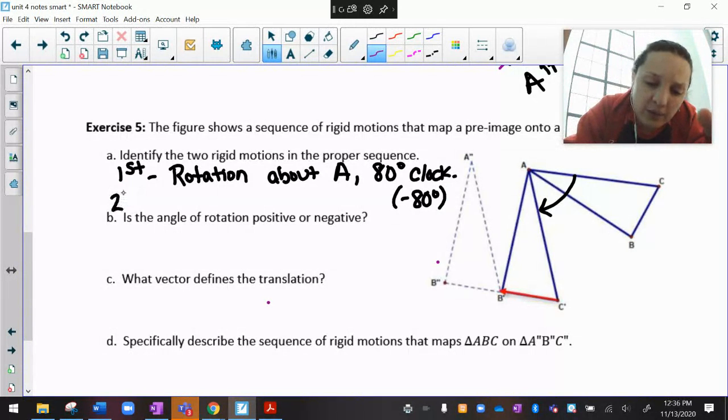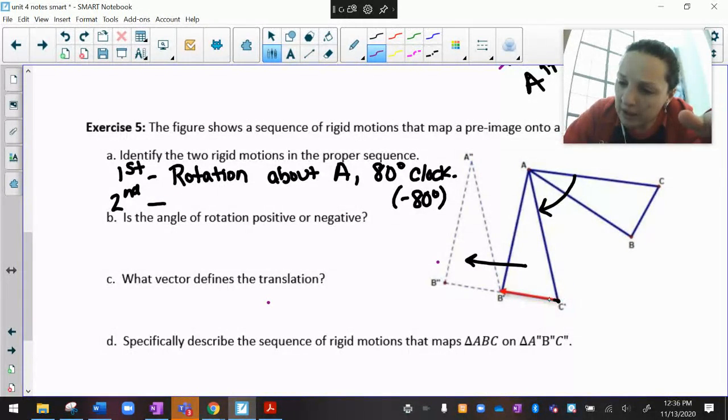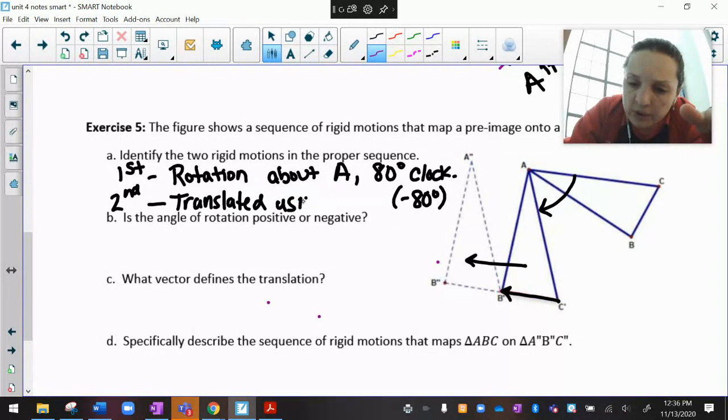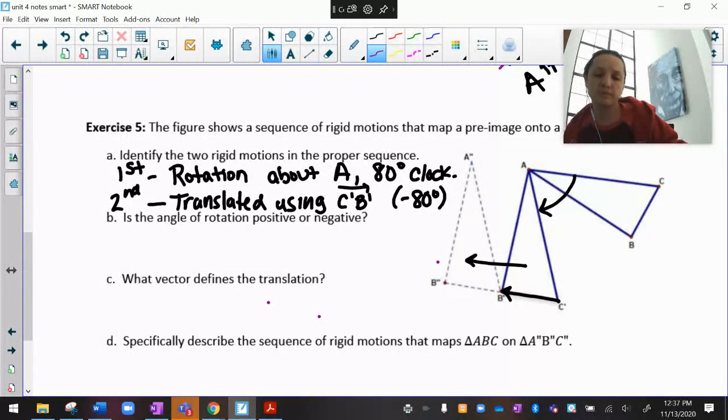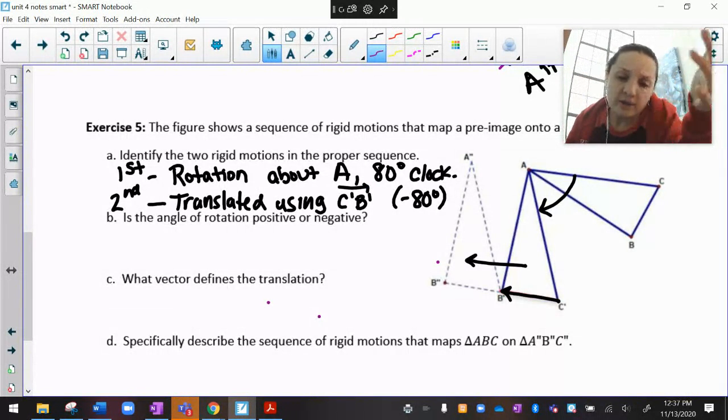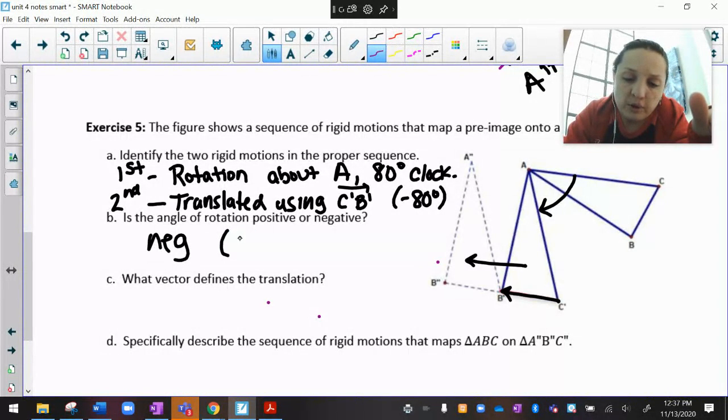And then the second thing we did is we took this new one and slid it that away, and we slid it along the vector C prime, B prime. So then we translated using C prime, B prime as our vector for the translation. All right, is the angle of rotation positive or negative? It is negative because we went clockwise.